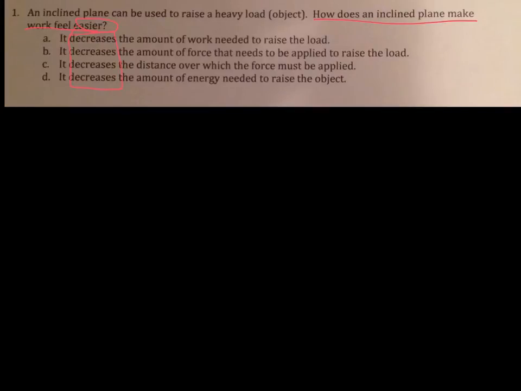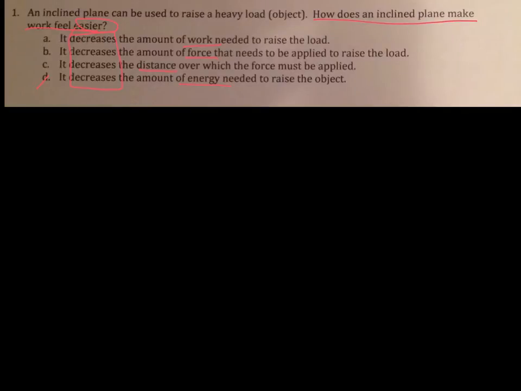Letter A talks about decreasing work. Letter B talks about decreasing force. Letter C talks about decreasing distance. Letter D talks about decreasing energy. Right off the bat, we should eliminate letter D because we haven't talked at all about decreasing energy, or energy in general, when we're talking about using inclined planes or any other type of simple machine. So let's start with letter A. It decreases the amount of work needed to raise the load.